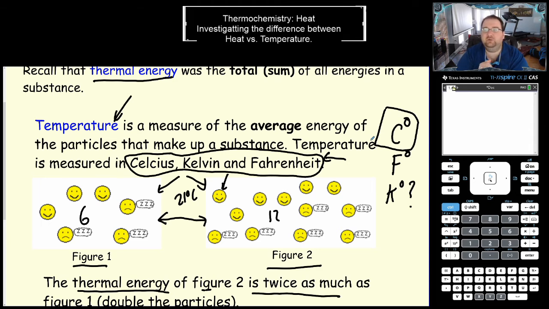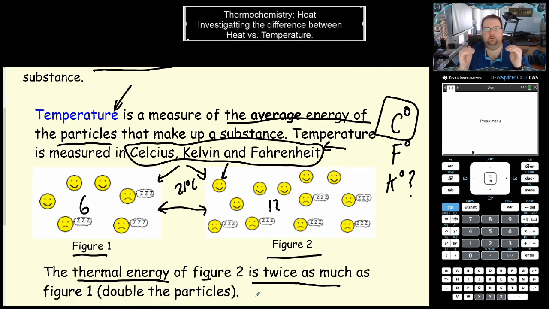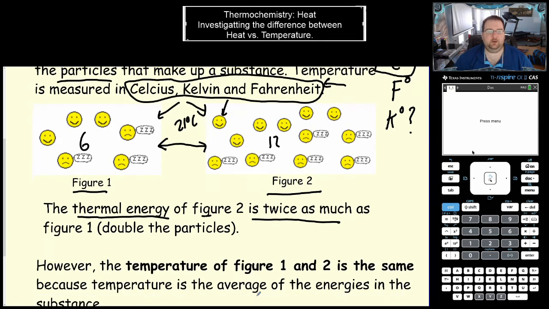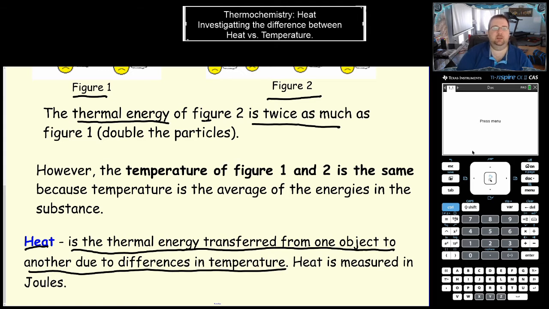So when we go outside, if your thermometer is hanging in the air, what's happening is those air particles are hitting that thermometer, they're transferring energy to it, and when that happens, the thermometer is going to change its temperature until it matches the temperature outside. So, let's talk about heat. Heat is the thermal energy transferred from one object to another due to differences of temperature.